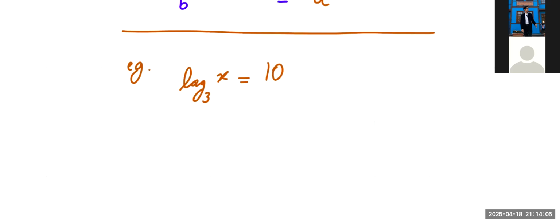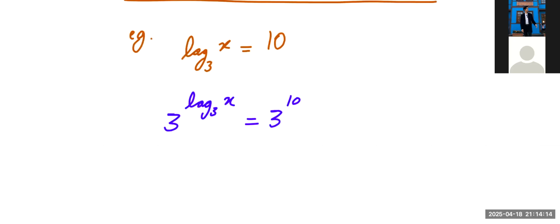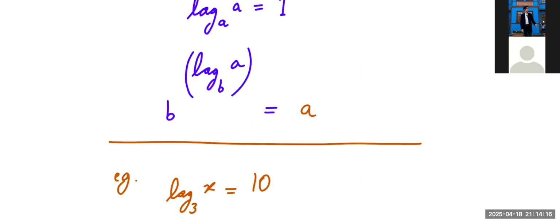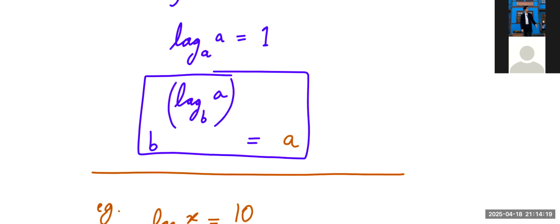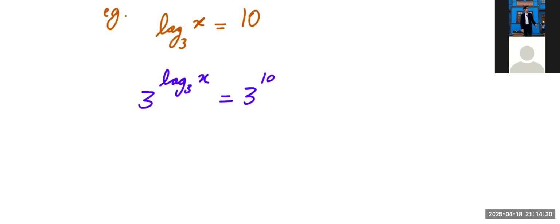You basically raise both sides of the equation as a power of 3. Why did I do that? Because of this rule. If you raise a log with a certain base to the power of that same base as a number, you will cancel out the log completely, and this will drop. So basically, 3 cancels out log base 3 and gives you just x. Ooh, okay, I understand now. That's the idea. We're going to see more examples of this in a bit, though.